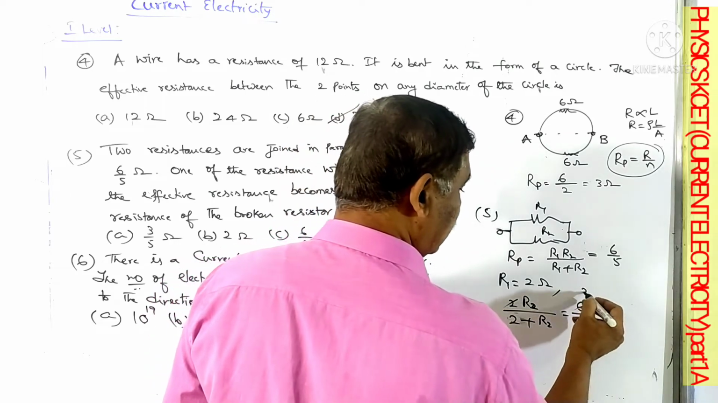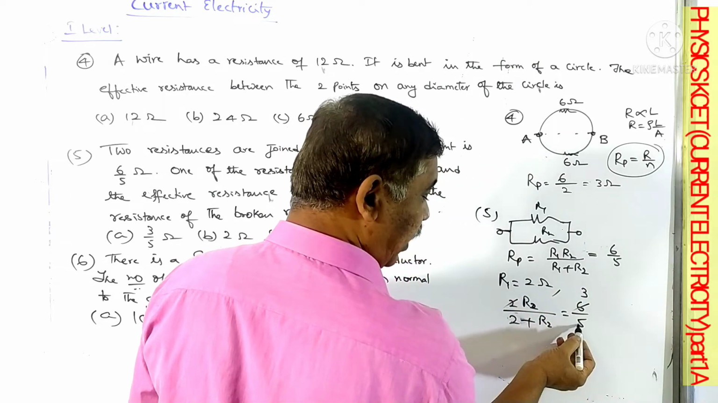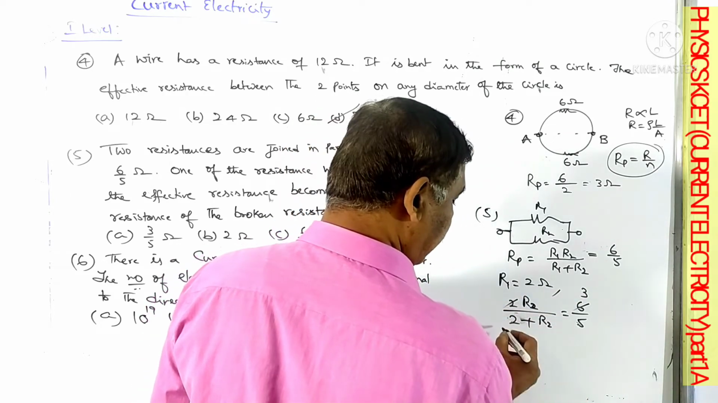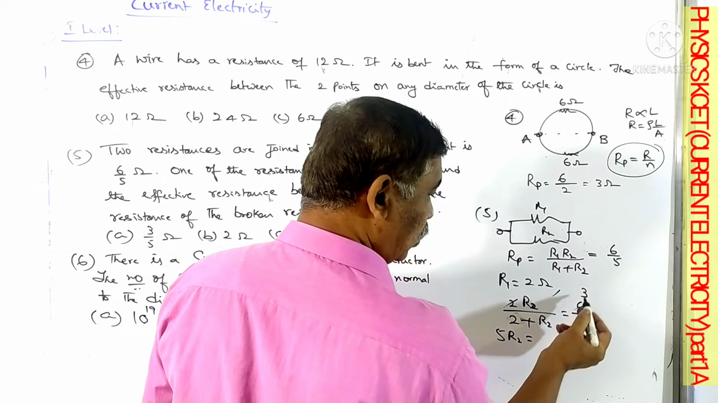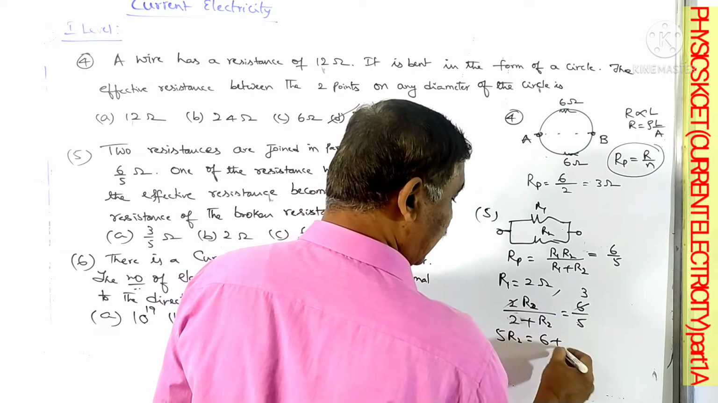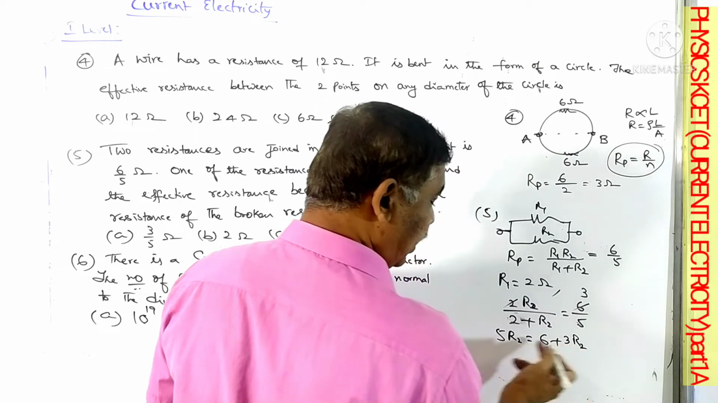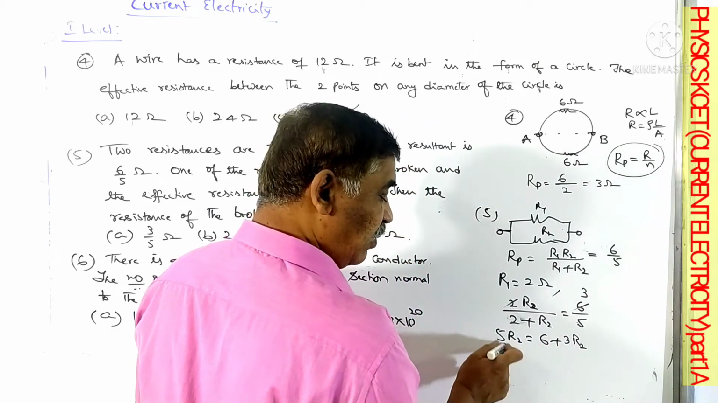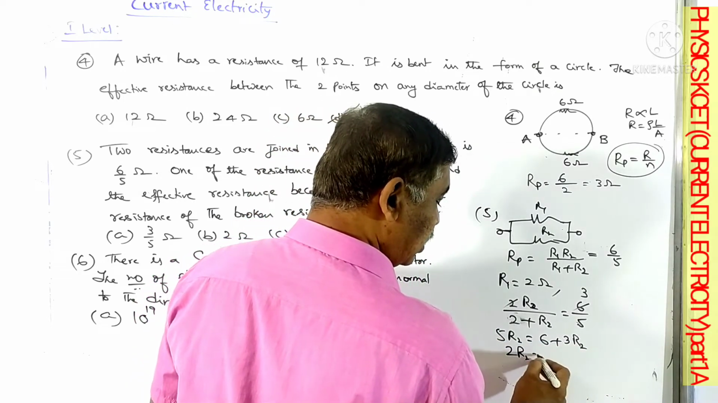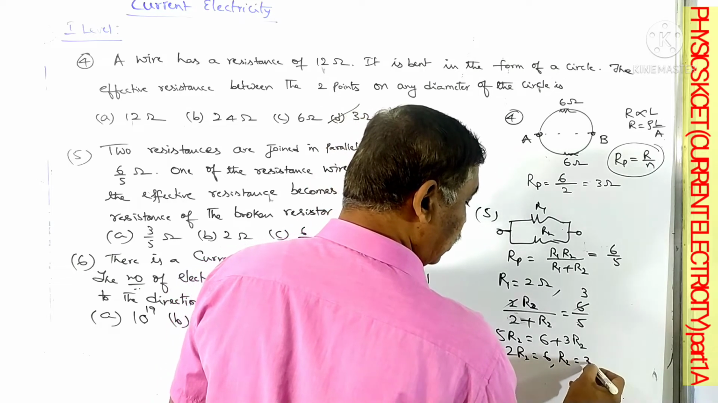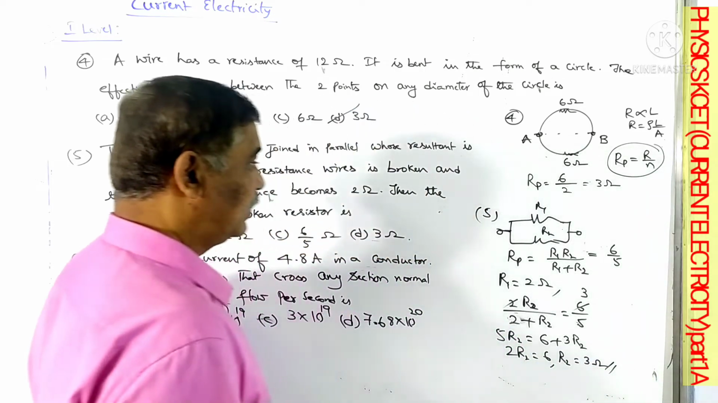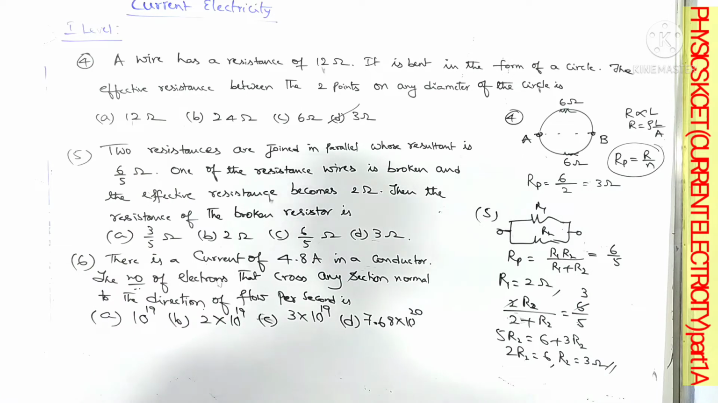So simplification: cross multiplication. 5 into R2, that is 5 R2, is equal to 2 into 3 is 6, plus 3 R2. Bring 3 R2 to the left hand side. Then we will have 2 R2 is equal to 6. R2 is equal to 3. This is the answer. So R2 is equal to 3 ohm. Option D is the answer for this one.